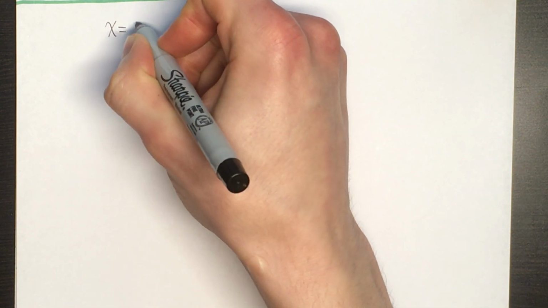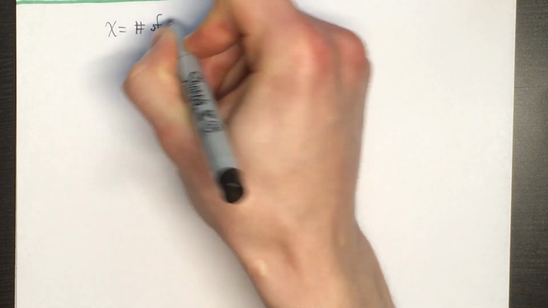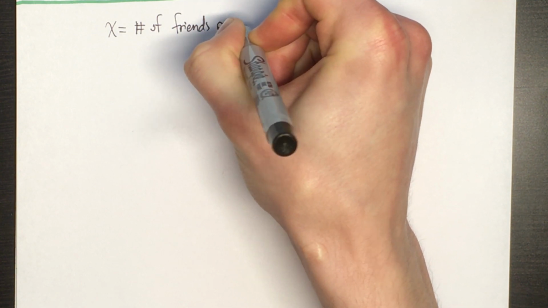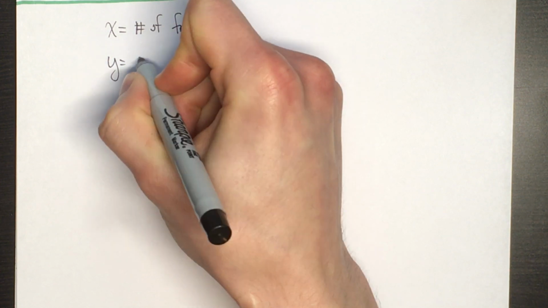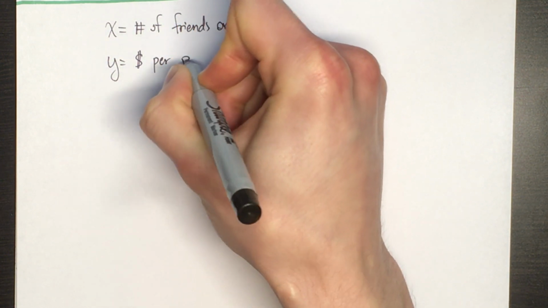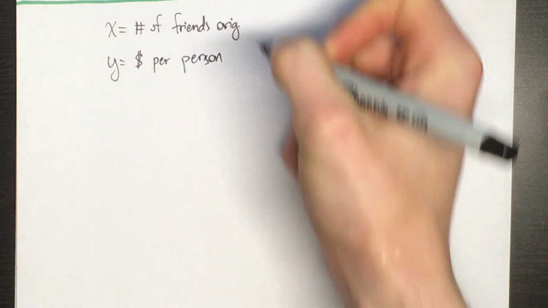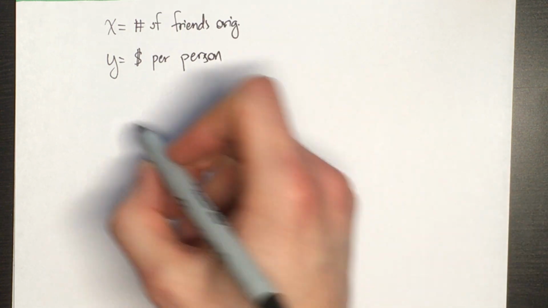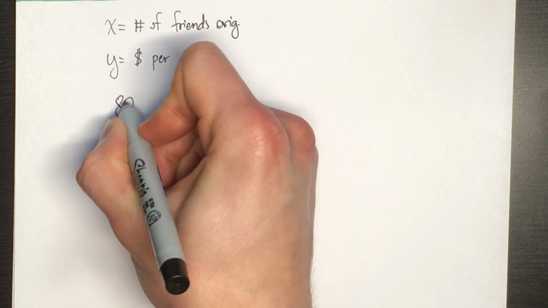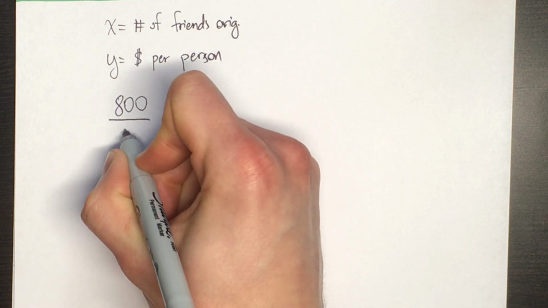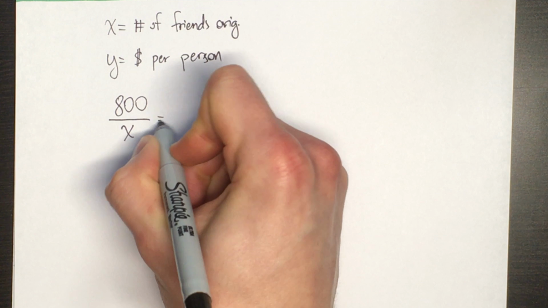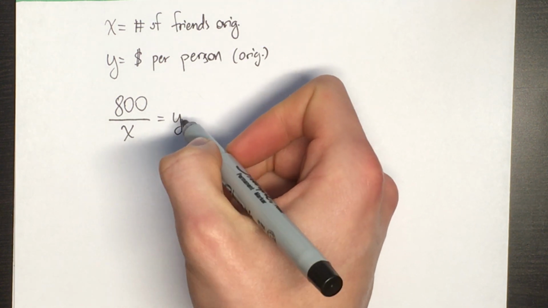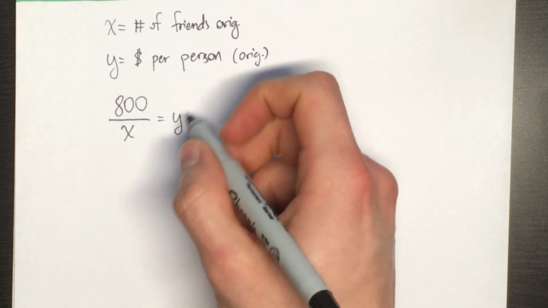So let's say x is the number of friends originally, and let's say y is the cost per person. Okay, so we are given that initially it's going to be $800 divided by the number of original people, right? So 800 divided by the number of people equals y, the cost per person.